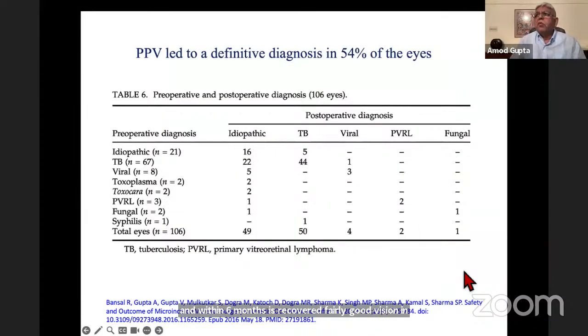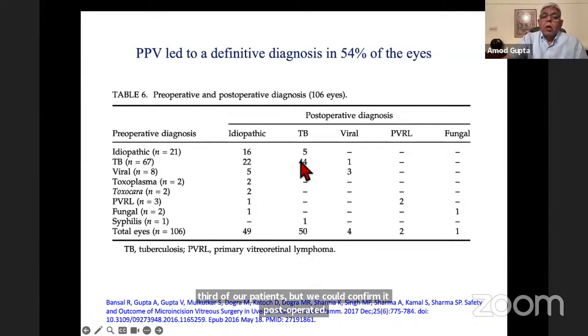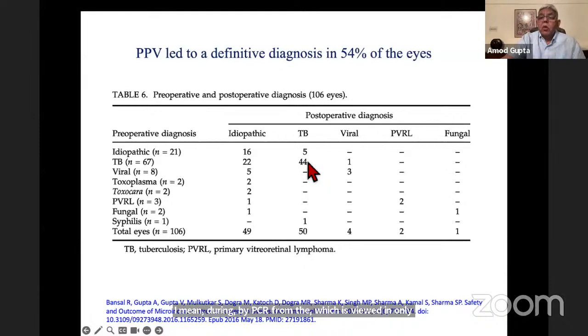Now, what we found in our experience was that the pars plana vitreous surgery led to a definitive diagnosis in more than 50% of the eyes. Interestingly, we had preoperatively thought of tuberculosis as a possible etiology in nearly 2/3 of our patients, but we could confirm it post-operatively by PCR from the vitreous fluid in only about 44 of these patients, or 2/3 of the patients whom we initially suspected to have TB. And then we had sundry cases of viral, PVRL, toxoplasma and syphilis, and some of these patients could be confirmed by doing a variety of tests.